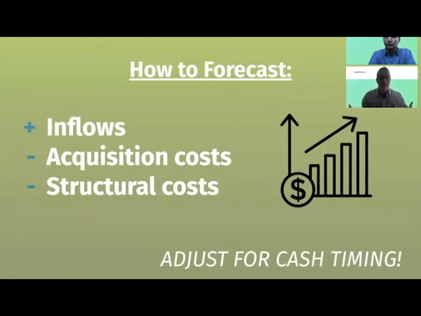One is the inflows that you're getting from all of your revenue, and that's coming from customers. Two is the acquisition cost to directly acquire those customers, right? So this is marketing spend, Google ads, Facebook ads. And then three is the structural cost of your business.